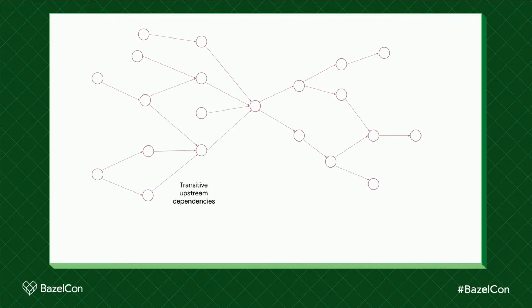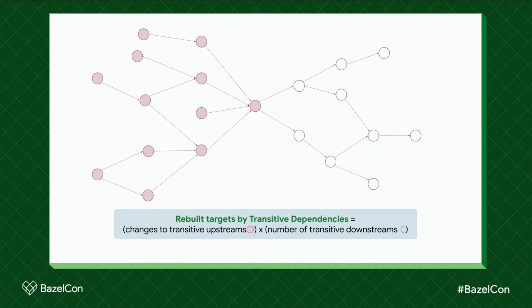However, in reality, A might have this whole other upstream tree on the left. And if we expand it, in reality, any changes that happen to the pink targets on the screen now will also cause an invalidation and thereby be cascaded through A. So therefore, we define a related metric, which is called rebuild targets by transitive dependencies. Here we sum up all the changes on the left-hand side and then multiply it by the number of transitive downstream dependencies on the right.